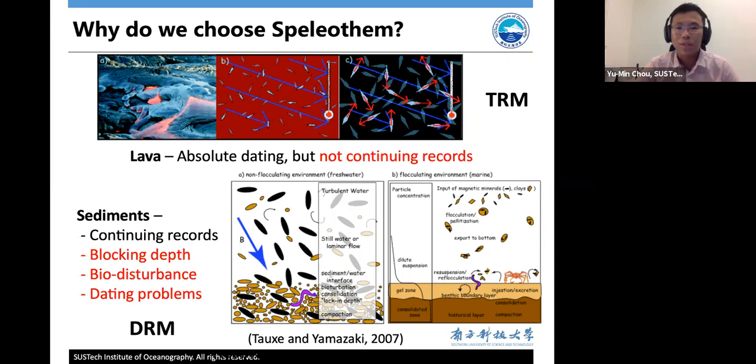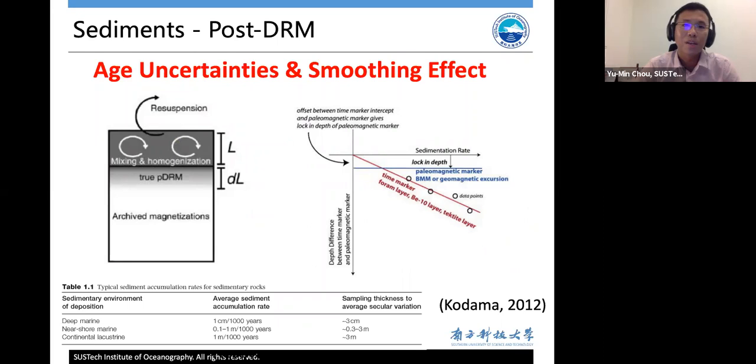Also, sediments can give us continuous records. However, there are problems such as the blocking depth and bioturbation, so we cannot get high resolution paleomagnetic data from sediments, although we can get continuous records. Disturbance of the sediments by benthic animals, such as crabs or shrimps, suspends the sediments into the water, and the sediments deposit again. This process gives mixed or homogenized paleomagnetic records, so we get age uncertainties and smoothing effects in the sediments.